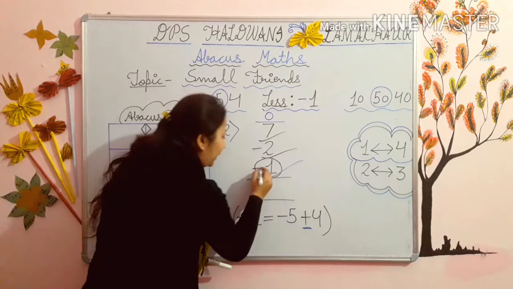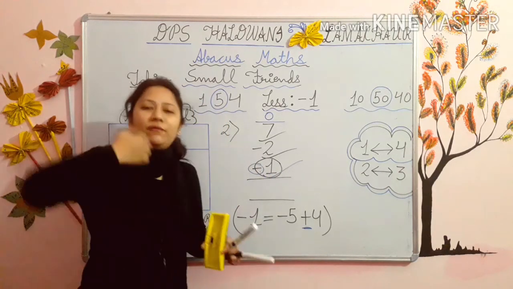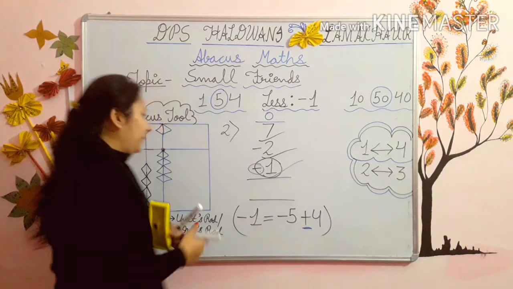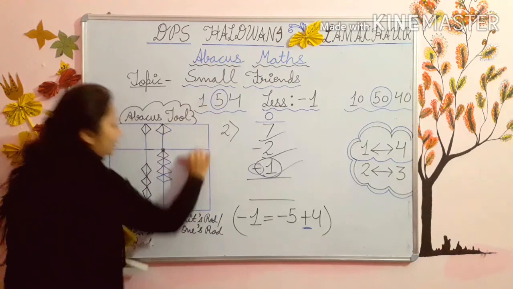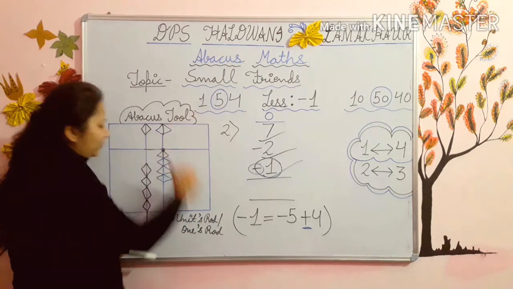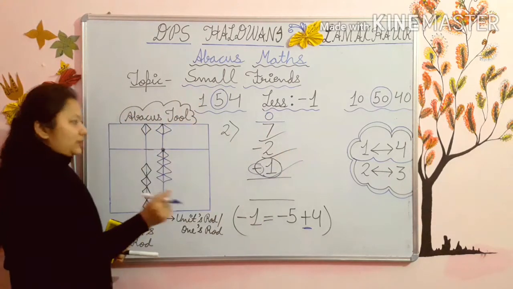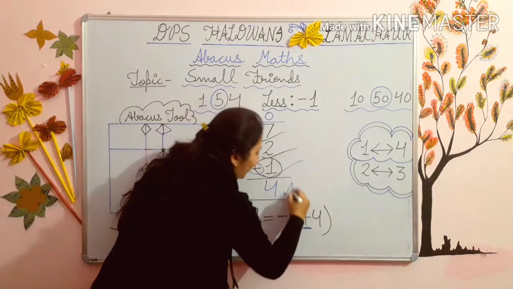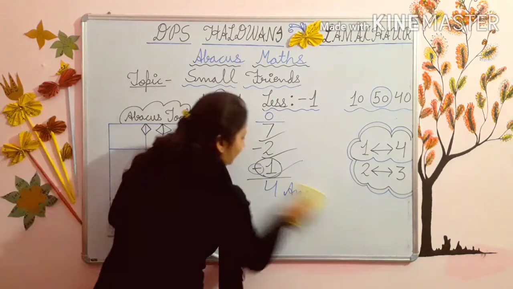See, subtraction is there. For subtraction, what you have to do? You have to subtract 5 and you have to add the friend. So I have subtracted 5 and I have added the friend. -5 plus 4 and your 1 is subtracted. Now count. See, 1, 2, 3, 4 is there. And it is your answer and it's completed.